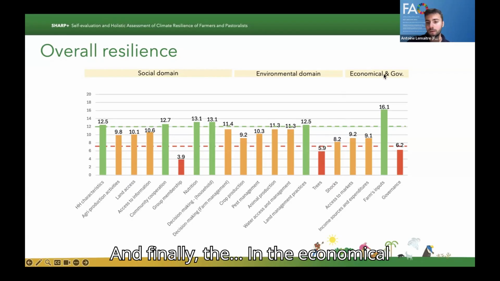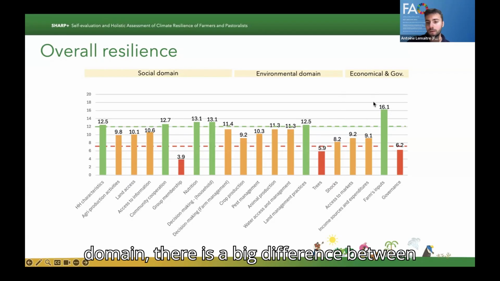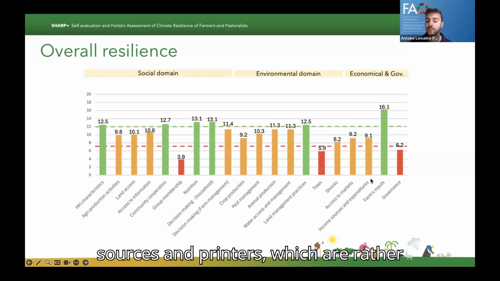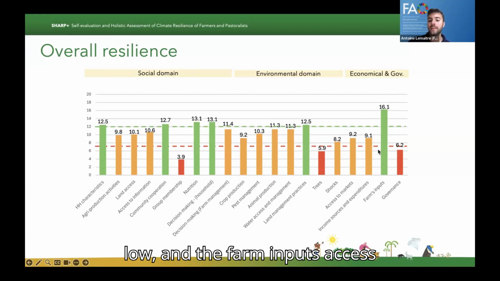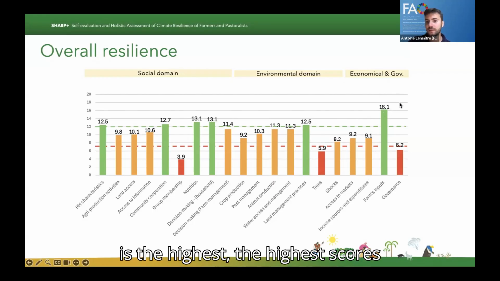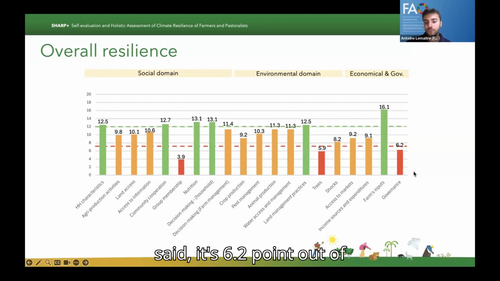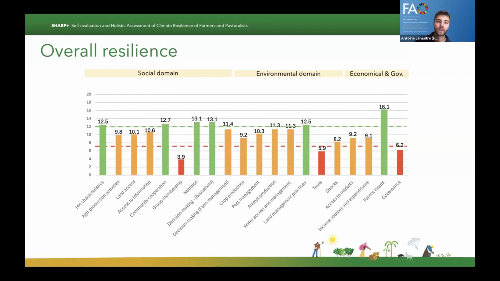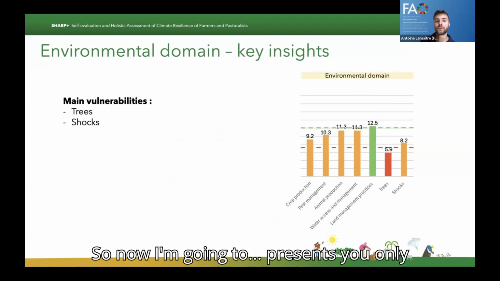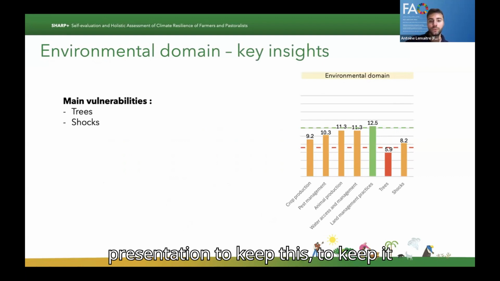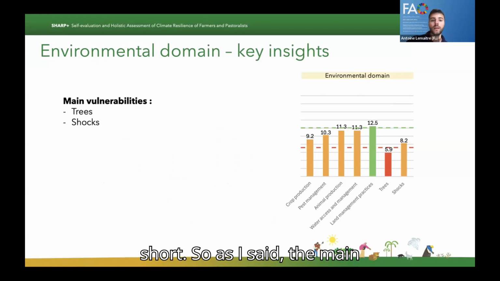And finally, in the economic domain, there is a big difference between access to market and the income sources and expenditures, which are rather low. And farm input access is the highest of all modules. And governance, as I said, is 6.2 points out of 20, so also a very low score. So now I'm going to present only the environmental domain in this presentation to keep it short.